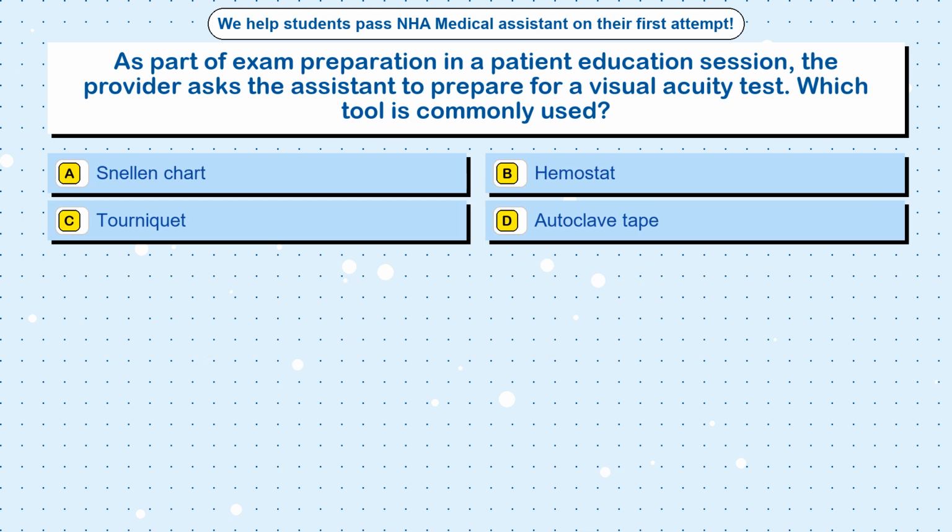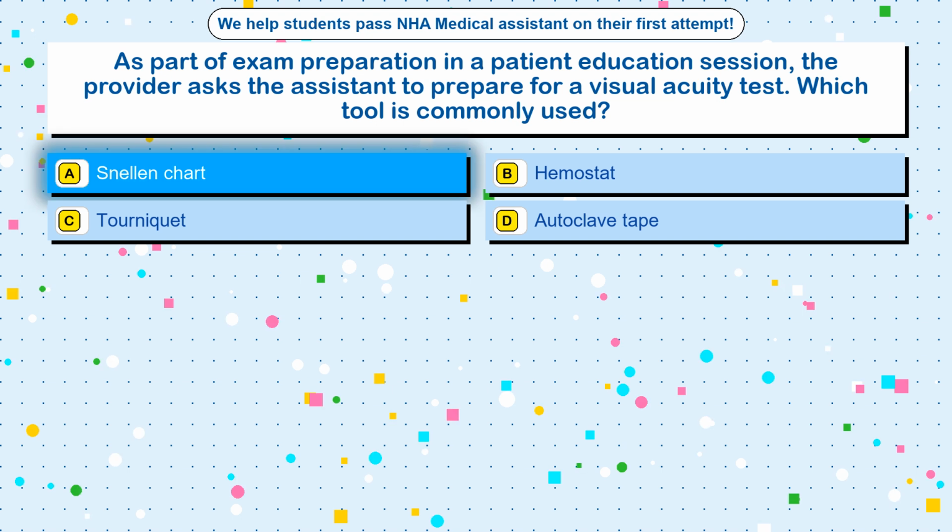Question 94. As part of exam preparation in a patient education session, the provider asks the assistant to prepare for a visual acuity test. Which tool is commonly used? Option A, Snellen chart. Option B, hemostat. Option C, tourniquet. Option D, autoclave tape. The correct answer is option A, Snellen chart.